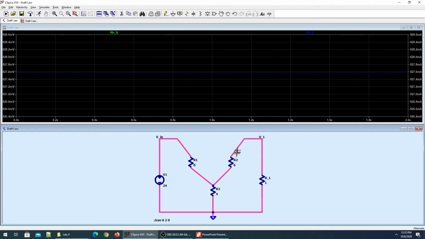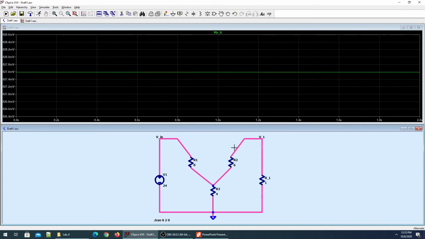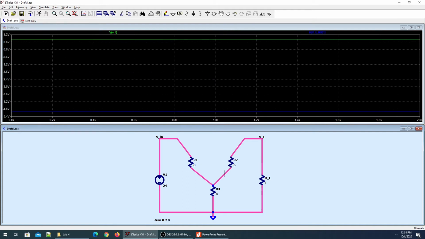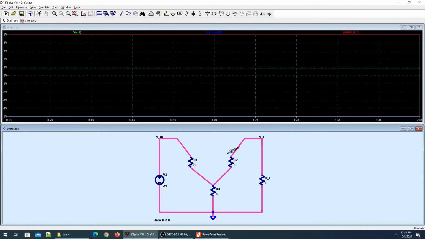If I'm going to find the voltage across R2, then probing just here is meaningless, because this gives me the voltage at these 2 points. If I'm interested in finding the voltage across R2, I'll have to click here and then bring it over here. You will see immediately that this voltage is at a different point. Similarly, the voltage across R1 is this one.